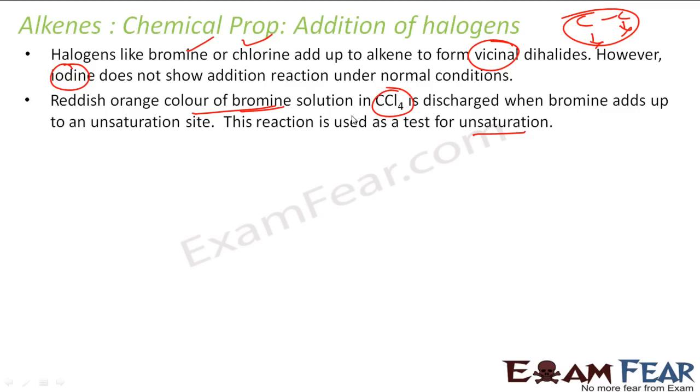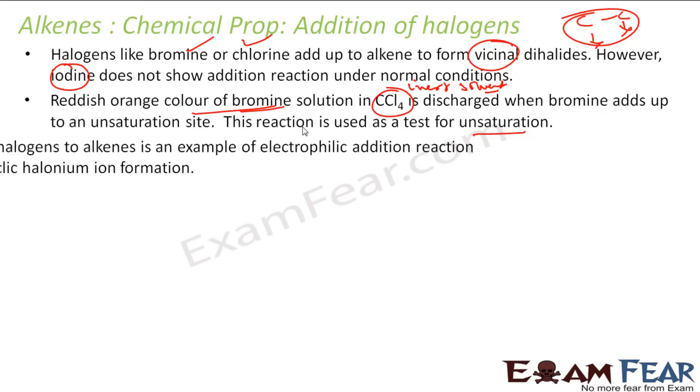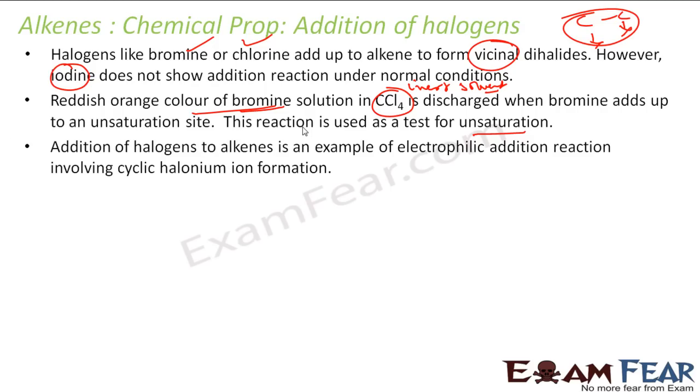And we use CCl4. I'll tell you why: because CCl4, carbon tetrachloride, is an inert solvent. We can also use CH2Cl2, that is methylene chloride, because both of these are inert solvents. If you don't use CCl4, then somehow water will come from some place and it will add. We will talk about that in the next slide. And this involves a cyclic halonium ion. We'll talk about its formation now. And this is an anti addition.